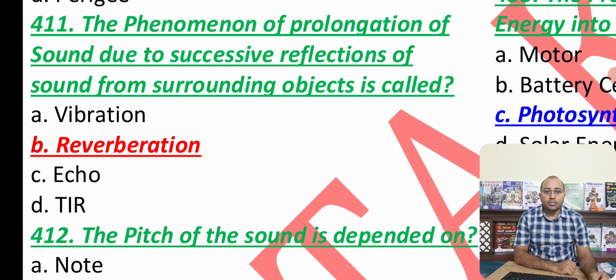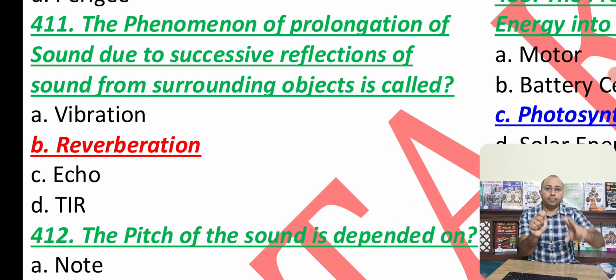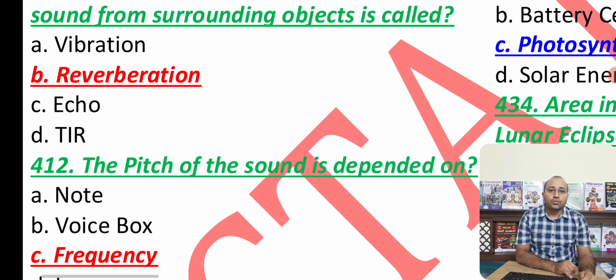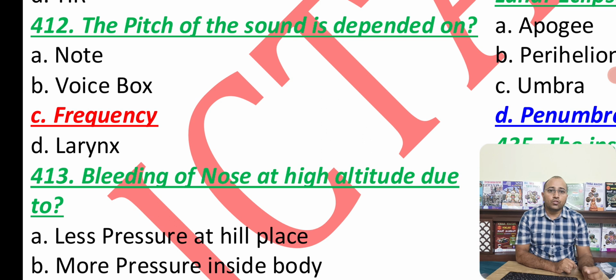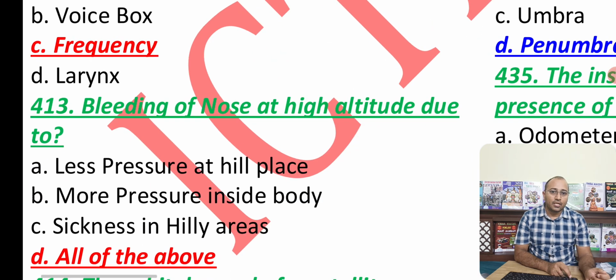We know vibrations. Take a tuning fork and beat it with a rubber pad, then you will start getting vibration. And we have TIR, meaning total internal reflection, guys. I already discussed it. The pitch of the sound depends on the frequency. And the larynx is the voice box. Now I am speaking, there is a box in the throat, that is known as the larynx. You should know all these things. The pitch is higher for women compared to men.